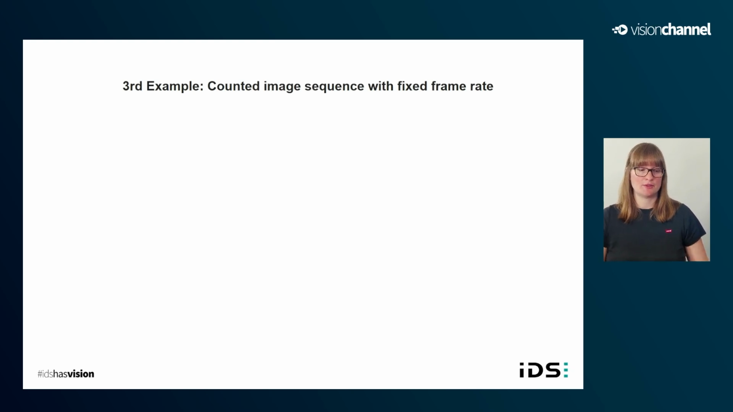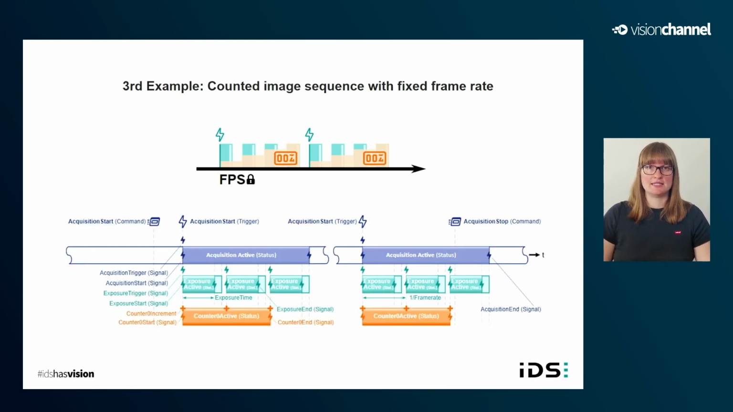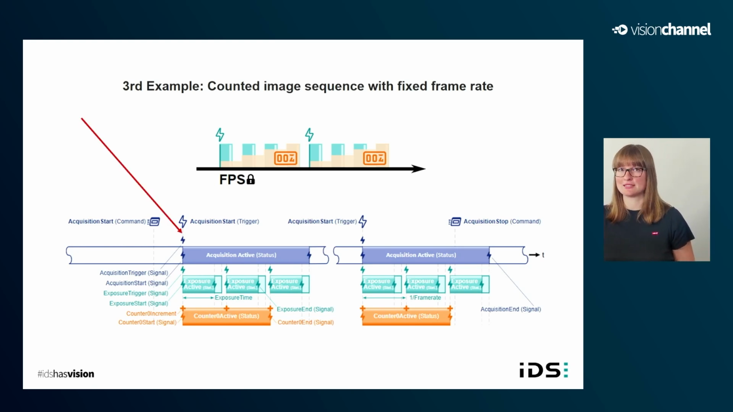So, what do we want to achieve? A defined number of images are captured for each trigger signal. The image series is captured at a specific frame rate. You can see that the signal time diagram now gets a little bit more complex as we add the counter as an additional module. What is also different now is that our trigger signal from outside is now used to start the acquisition and end it automatically when the required number of images is reached.